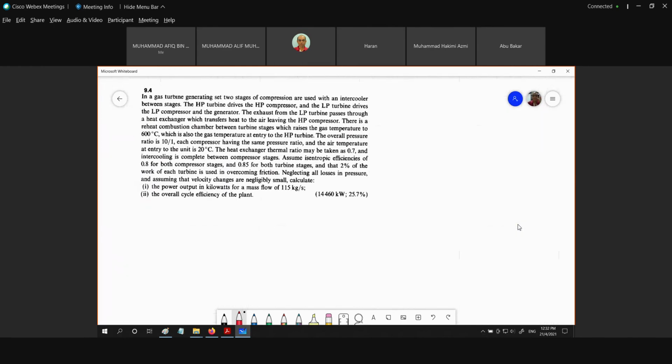I want to sketch the diagram of the schematic and also the T-S diagram. Can you guys read first the question?